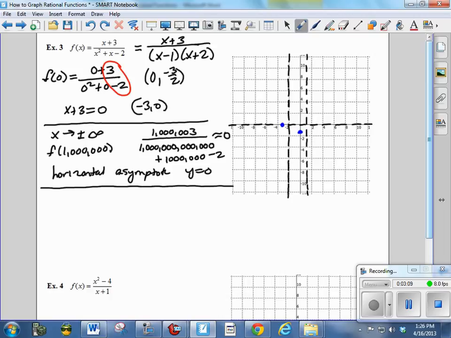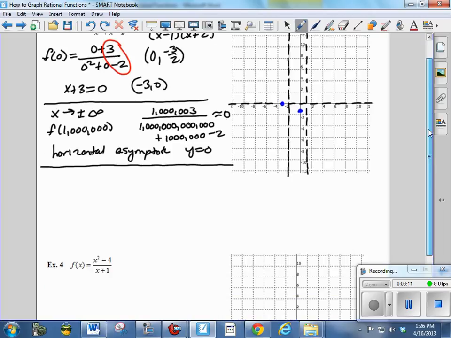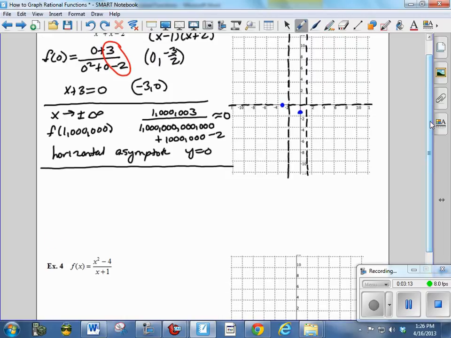Now, at this point, we have to think about what the graph is doing in these various sections. So we have this section up here or down here. What's happening in this middle section between the two vertical asymptotes? What's happening over on the right of the right-hand vertical asymptote? So first of all, we only have one x-intercept. We know that because only one value makes the numerator equal to 0. So that's the only place it can touch or cross the x-axis.